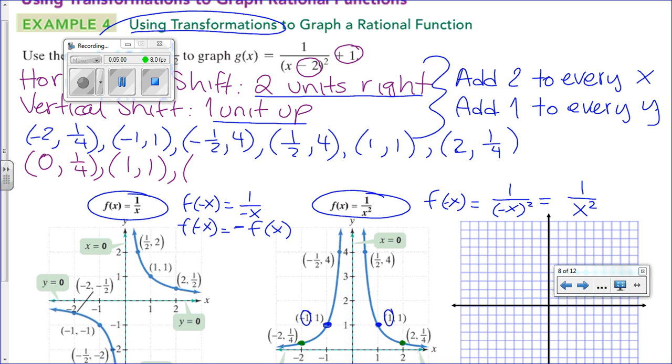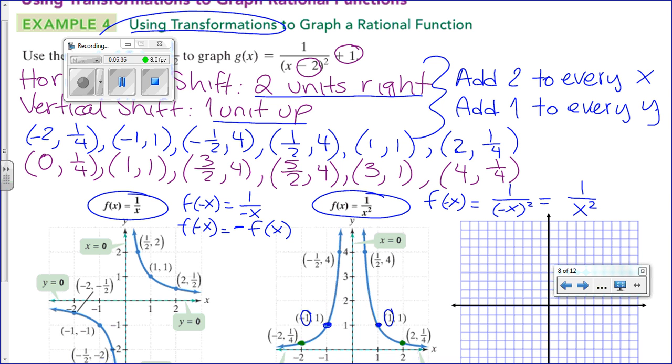And then we have negative 1/2 plus 2, which is 3/2. And then we have 1/2 plus 2. Remember that 2 is equivalent to 4/2, so 4/2 plus 1/2 is equal to 5/2. The next point is going to be 1 plus 2, so that will be 3, 1. And then finally 2 plus 2, so that will be 4, 1/4.